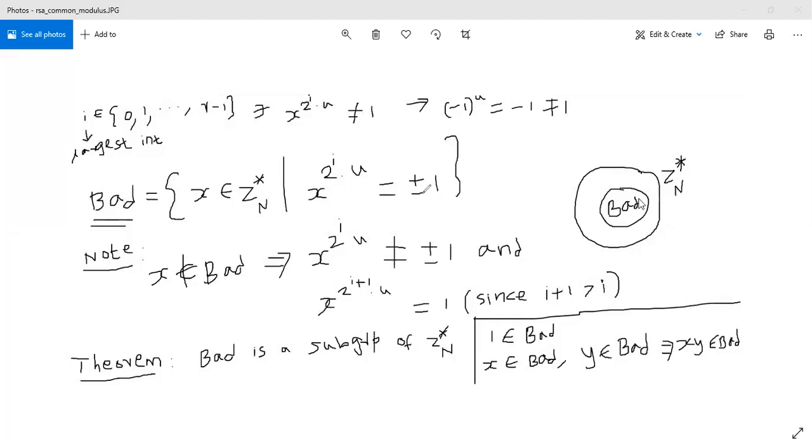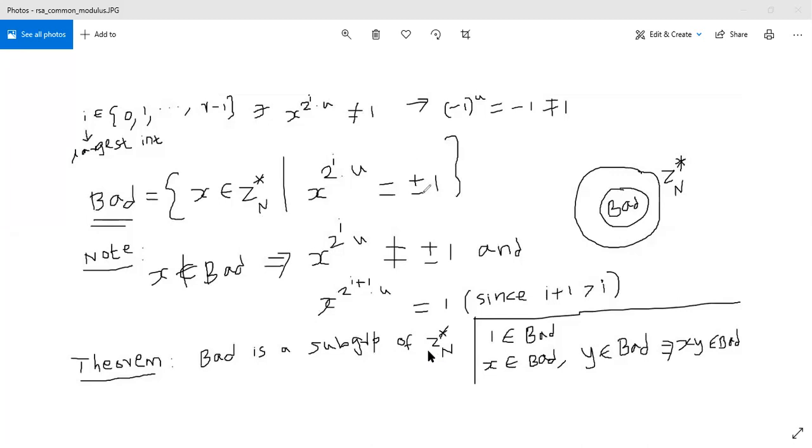Hello, welcome back. In the previous segment, we proved this theorem that the set bad is a subgroup of Z star n. But there is one more open question we need to answer. Is bad a strict subgroup of Z star n? It turned out the answer is yes. And I need to prove that first in order to tell you how many elements are there in bad. All right, so let's get started with that.